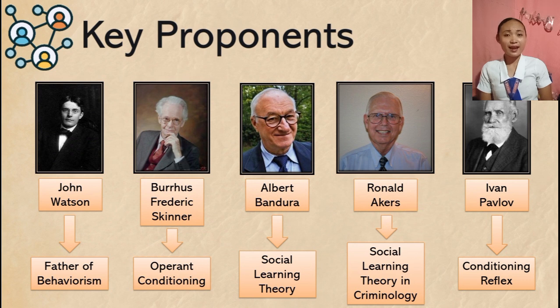Burrhus Frederic Skinner's operant conditioning theories have been applied to many different fields, including criminology. Criminologists use these ideas to understand how criminal behavior might be learned. For example, a criminal might continue committing crimes if they get rewarded with money or power, or they might stop committing crimes if they are punished with jail time. Skinner's work has helped us to understand how our behavior is shaped and changed by the things that happen to us.